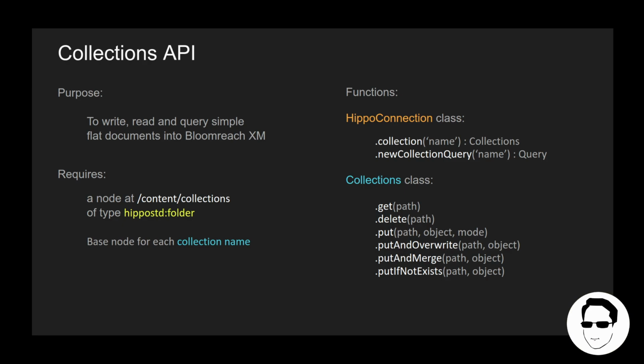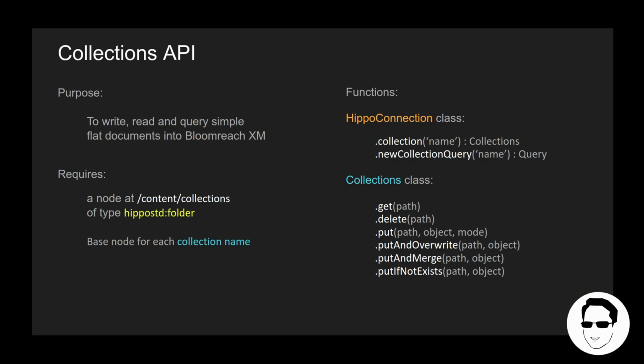Put and merge is a bit more gentle. It will only write the missing properties or override properties that have been specified in the object map. That is the second parameter. And the last one is put if not exist. So it will only write a new document of that name to the collection if that path does not yet exist.